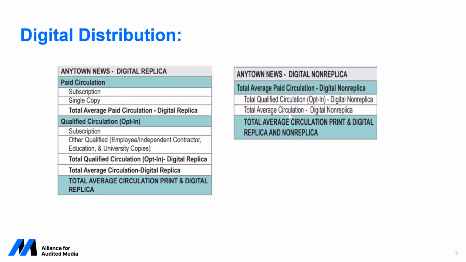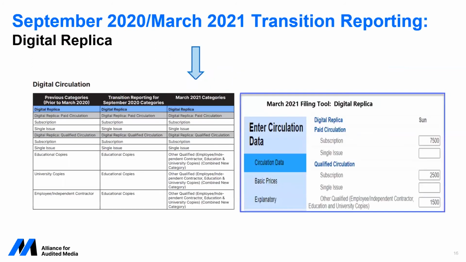Next couple of slides, I'm going to be talking about digital distribution, in particular digital replica and digital non-replica. The most change occurred with digital non-replica. If you notice, we have total paid circulation digital non-replica and then total qualified opt-in digital non-replica. There are no other categories broken out for digital non-replica. They're in totals. And then digital replica, for the most part, stayed the same except for other qualified, just like print, that got consolidated. So let's take a look at digital replica.